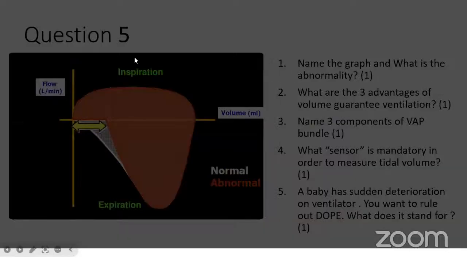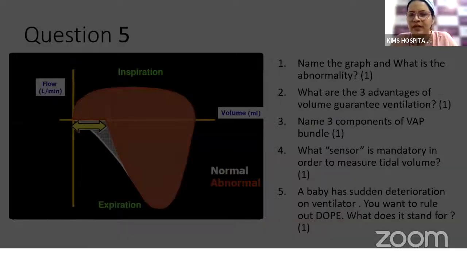We'll continue with the presentation again. Question 5. So what is this graphic? And can you mention the abnormality that is represented here? What are the three advantages of volume guarantee ventilation? Components of VAP bundle. What sensor is mandatory in order to measure the tidal volume? And a baby had sudden deterioration on ventilator. Would you want to rule out DOPE, and what does it stand for? These are all the questions in this particular OSCE.